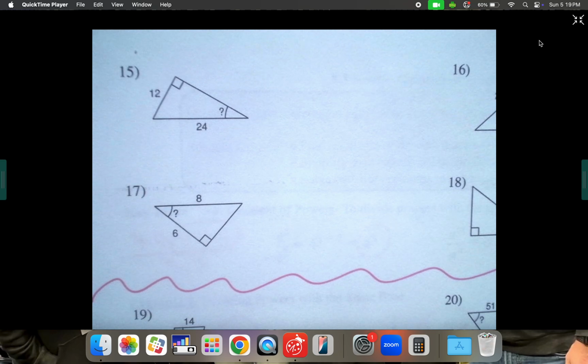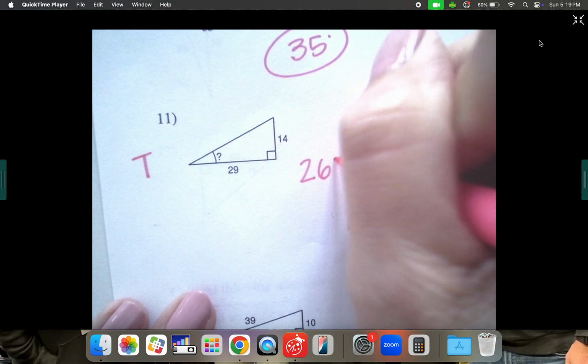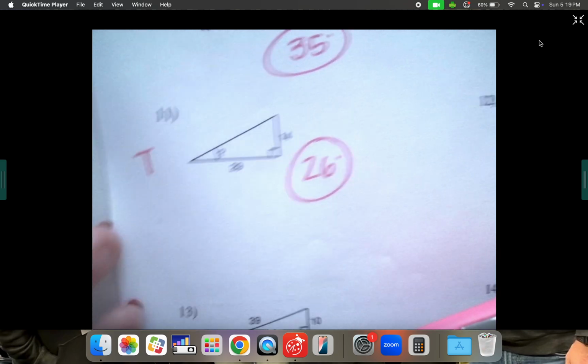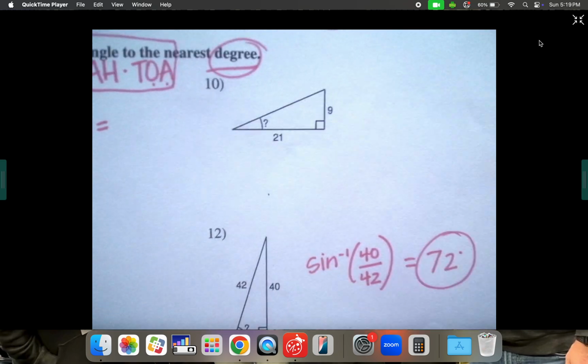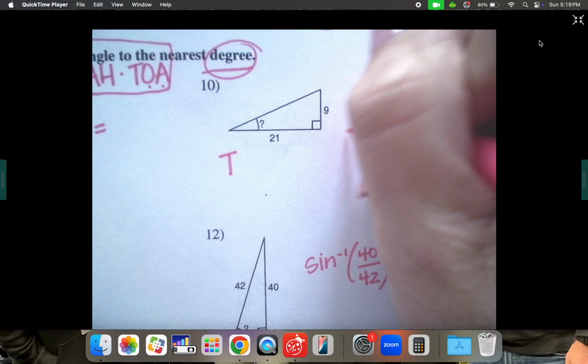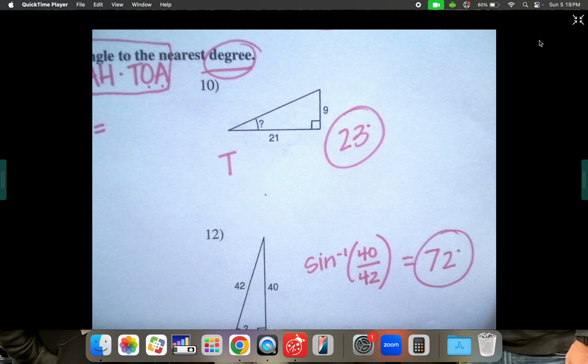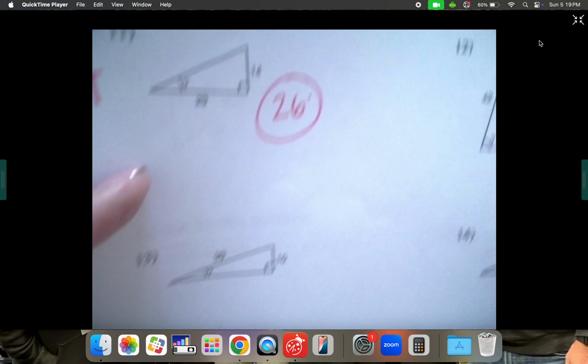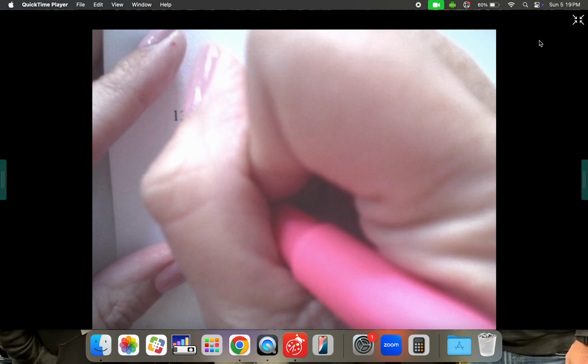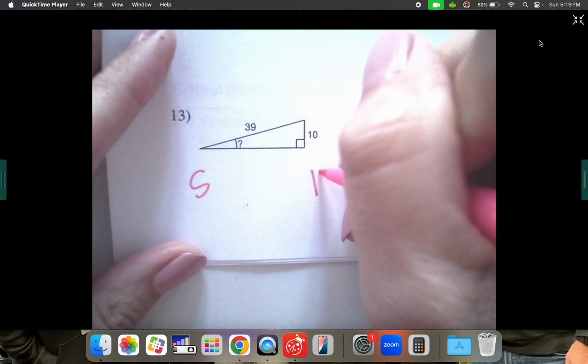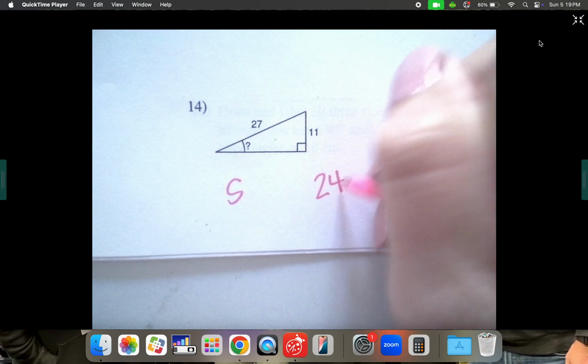All right, the super quick answers, just for you to make sure you did this right. Number 11, you should have used tangent, and it came out to be 26 degrees. I skipped 10. Number 10 was also tangent, and it came out to be 23 degrees. Double check that you got all these answers, and I'm not working them out, but you can always ask me about them later. 13 was a sine ratio, and it was 15 degrees. 14 was also sine, and it came out to be 24 degrees.